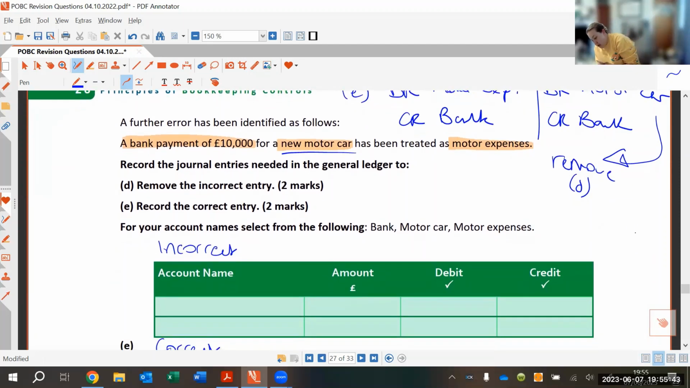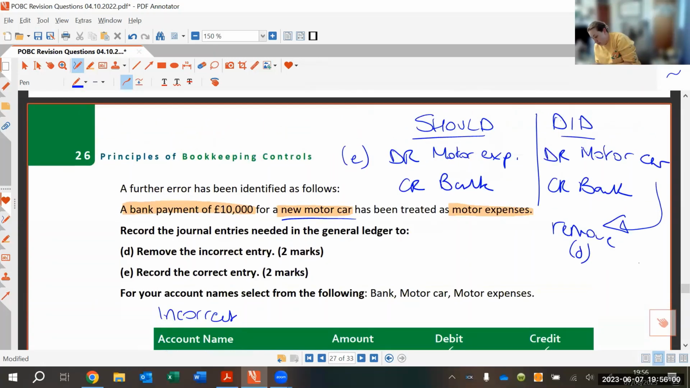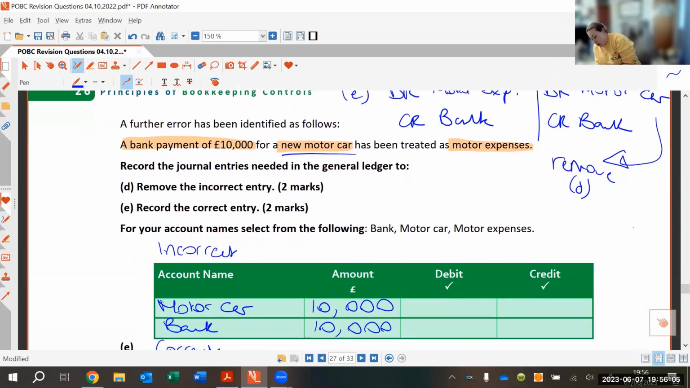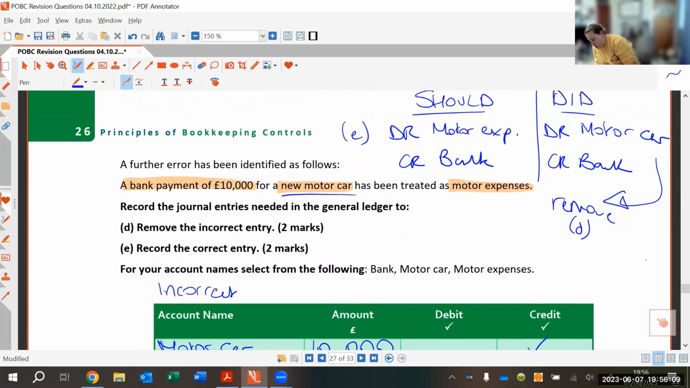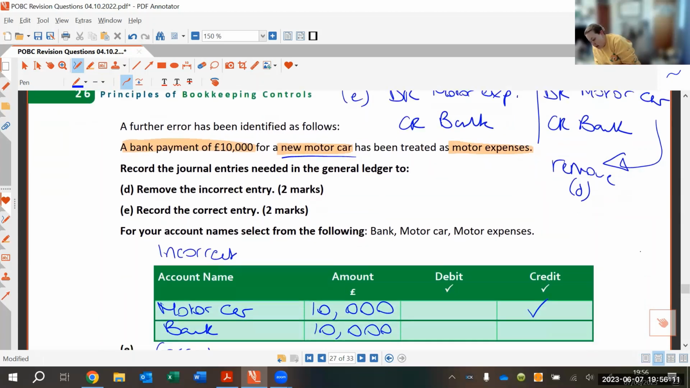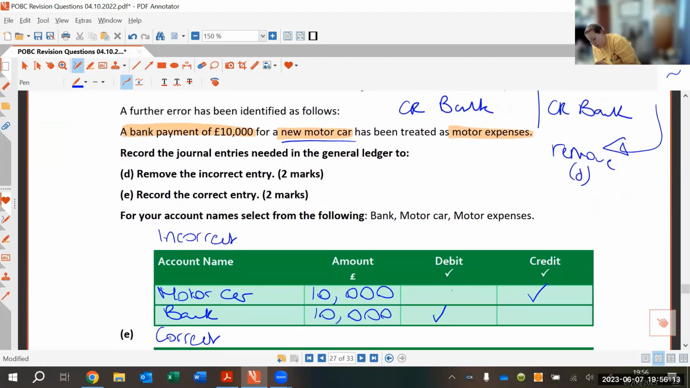So we know we're going to be taking it out of the motor car account and the bank. We're going to go wholesale and remove it from both. We're going to do the opposite of what we said in that did bit. So they originally debited the motor car. To remove it, we're going to credit it. Originally, they credited the bank. But to remove it, we're going to debit it.